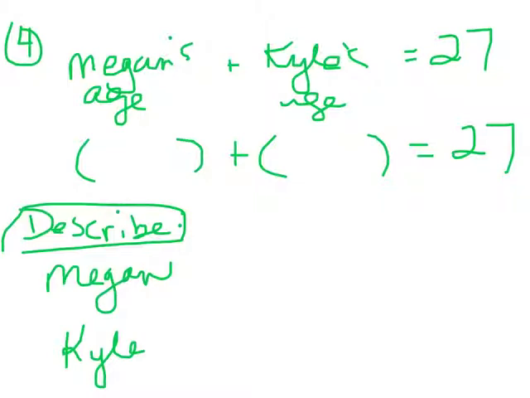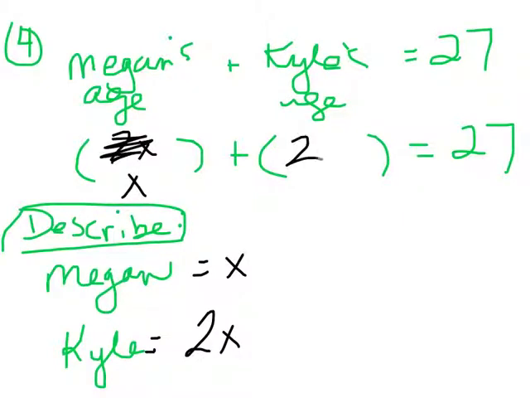Kyle is twice as old as Megan. Do you see that in there? So who's the variable? Megan. Okay, so Megan we'll call X. And Kyle is twice as old as Megan, 2X. So now we've described them. 2X and X. Oops, I got them backwards. So this is X and this is 2X.